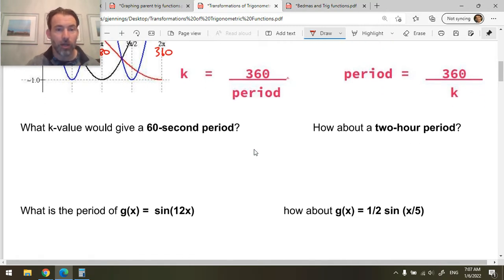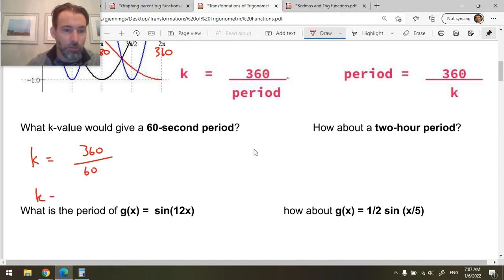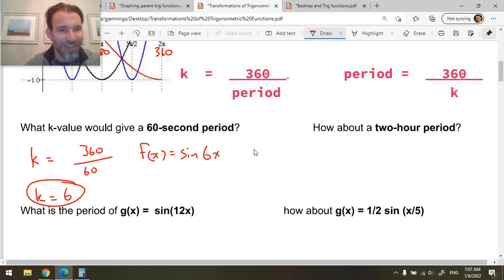So if I want to create a function that has a 60-second period, what value of k would I use? Well, I would write down k is equal to 360 over the desired period. So here my k would be equal to 6. Final answer. So if I graph f of x is equal to sine of 6x, that's a k, multiplying my inputs, and that will have a 60-unit period along the x-axis. Useful for modeling a Ferris wheel that goes around once every minute.